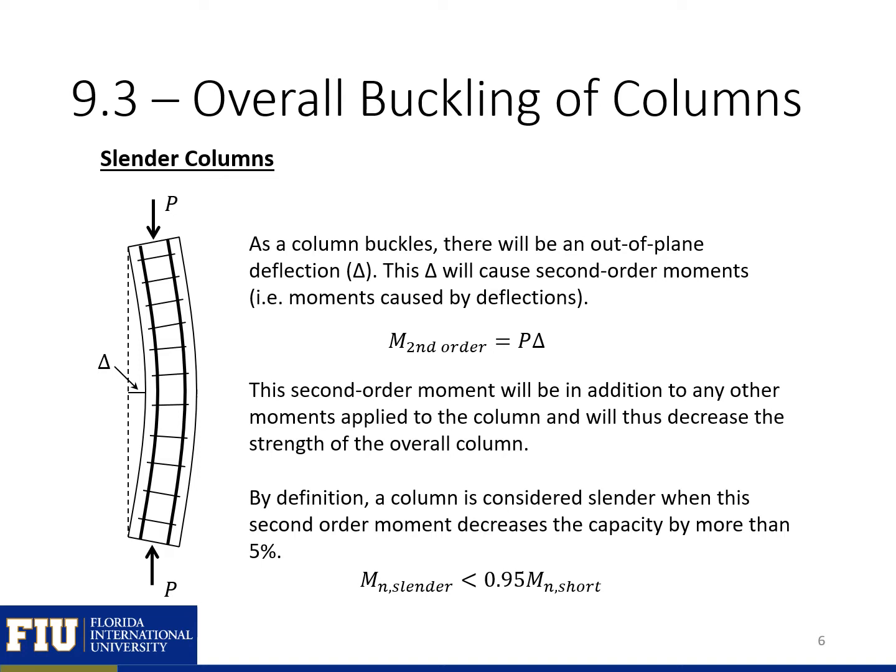As a column buckles, there's going to be some kind of out-of-plane deflection, or a delta shown here. This delta is going to cause second-order moments, or moments caused by deflection. So the axial load times this deflection will give us our second-order moment, or P delta. So this is sometimes called a P delta effect. This second-order moment is going to be in addition to any other moments that are applied to the column, and thus is going to decrease the strength of the overall column. We consider a column to be slender when the second order moment decreases the capacity by more than 5%. So if our MN of the slender column is less than 95% of the MN of our short column, then this is considered a slender column.